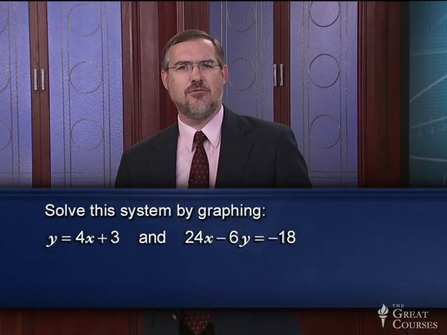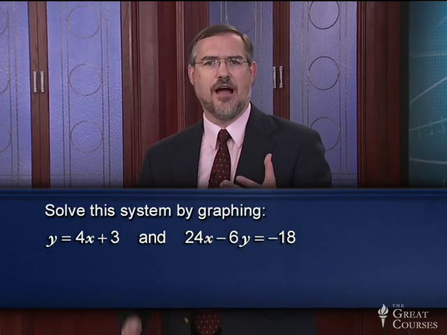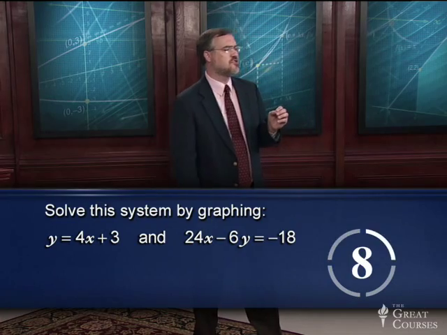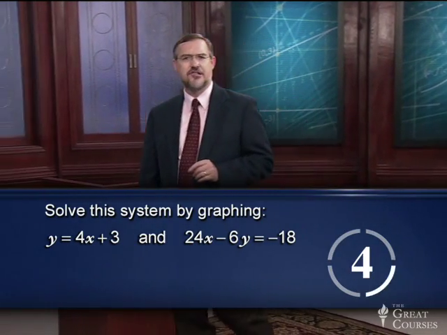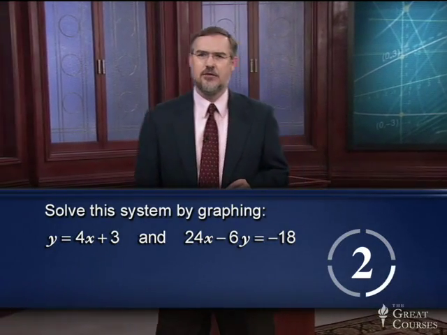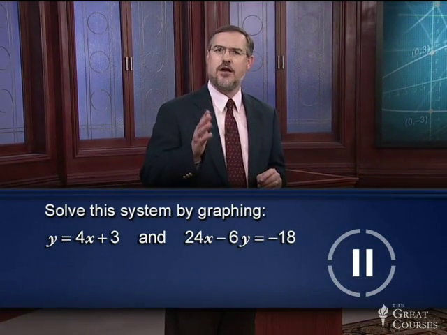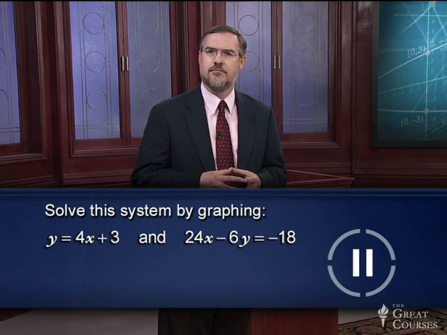Now, let's go on to another example. It looks pretty innocent at first. It turns out to be pretty interesting. So let's take the following system and solve it by graphing. y equals 4x plus 3 and 24x minus 6y equals negative 18. Go ahead and try to solve that yourself.